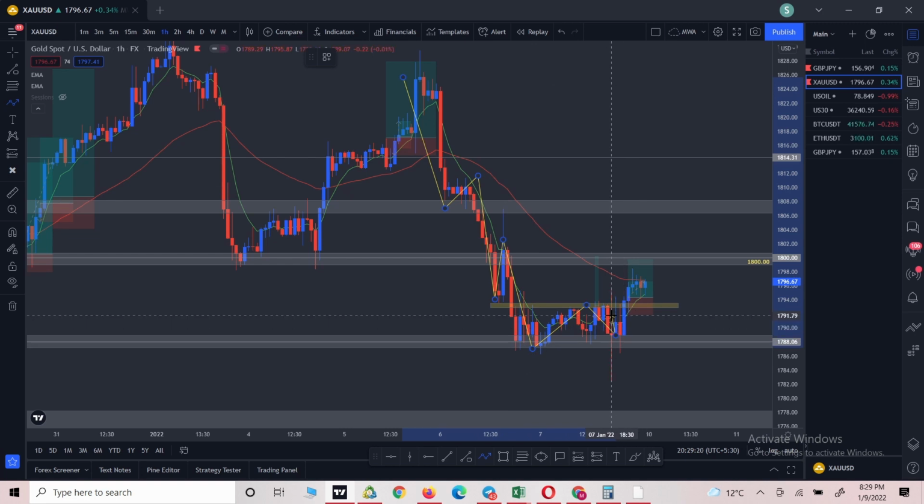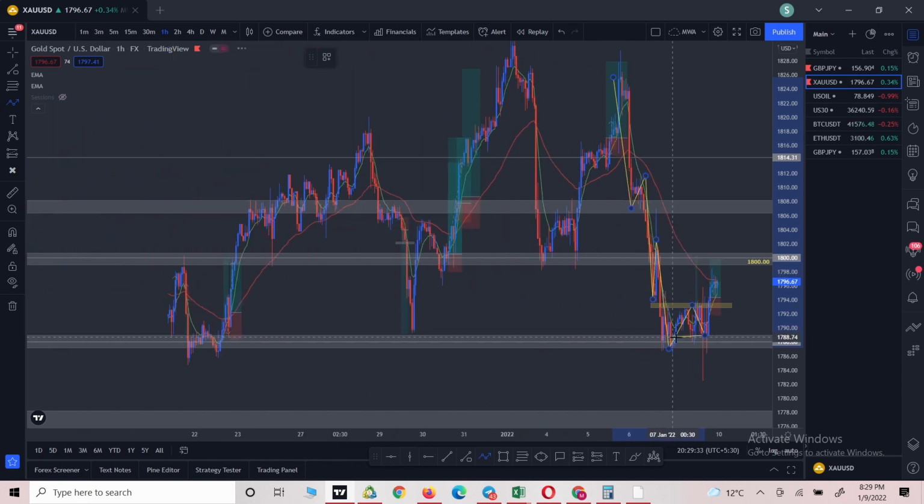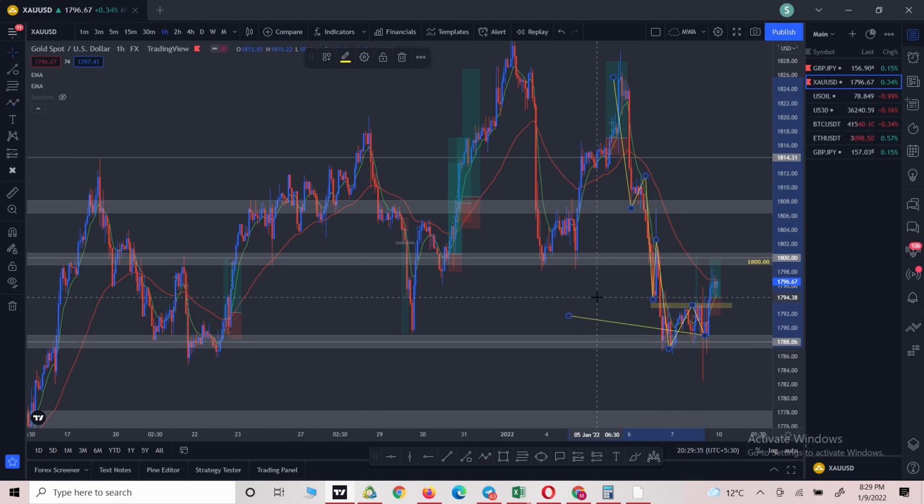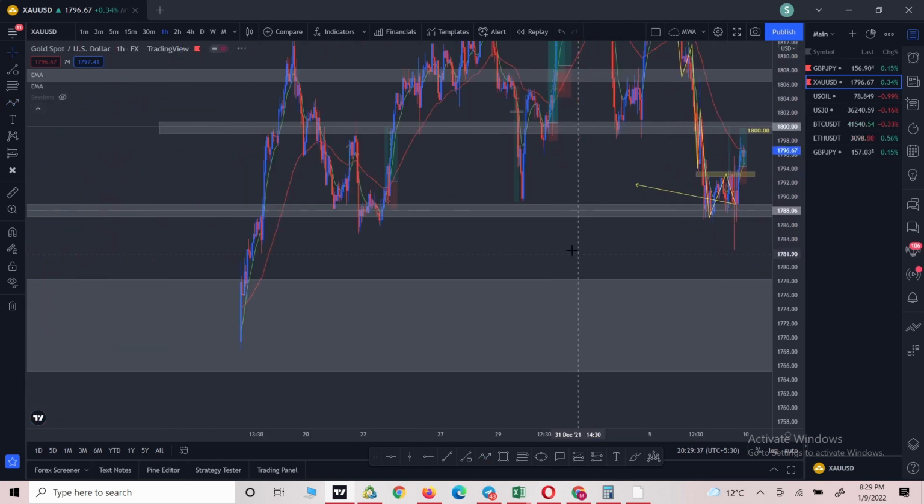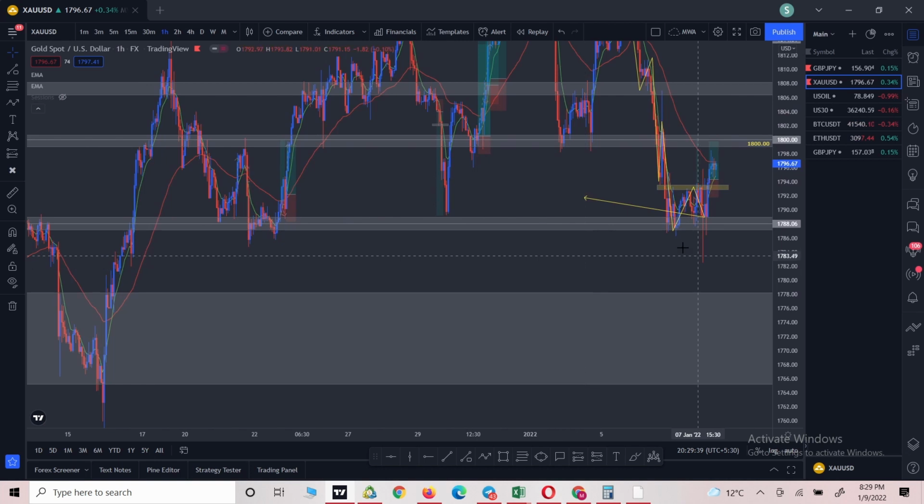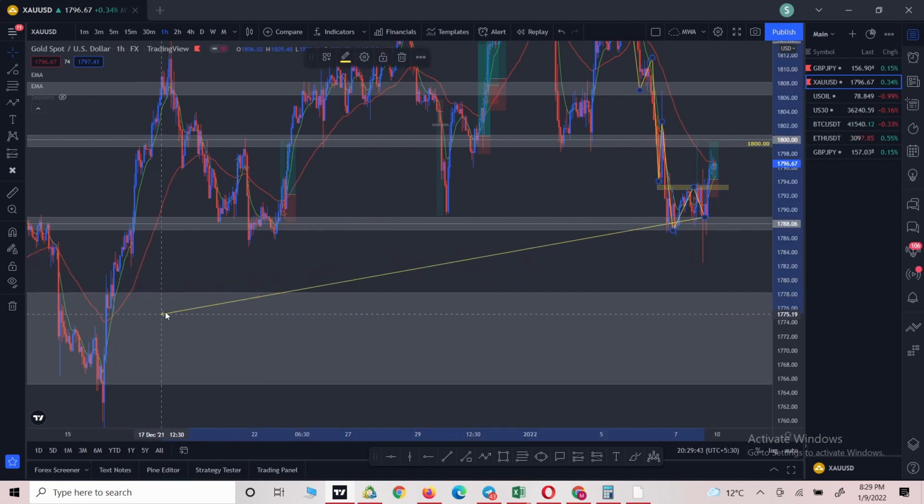Now same situation, guys. If we break this 1 hour zone on the upside, then most likely we are going to hit the next zone, which is, you can say, here, okay. And if the price breaks below this zone, then let me take it to here. If the price breaks this zone on the 1 hour time frame to the downside, then where are we going? Most likely to the next zone.